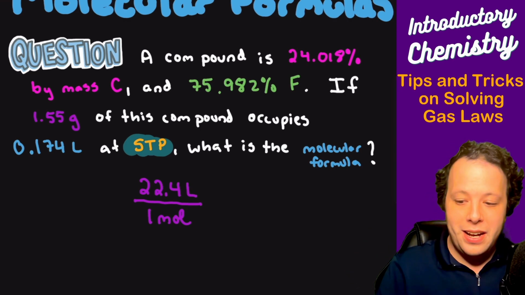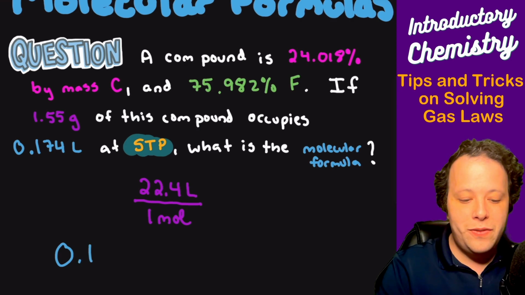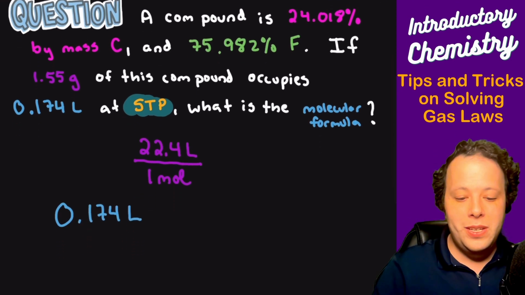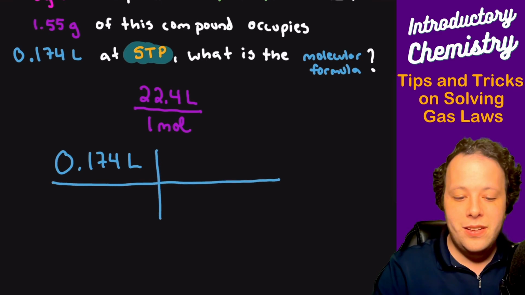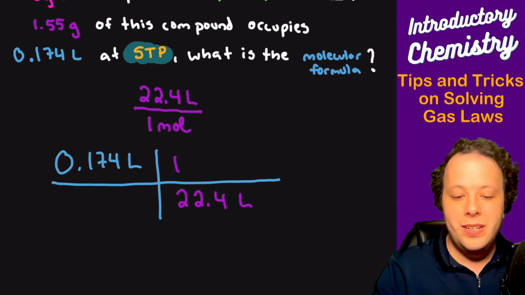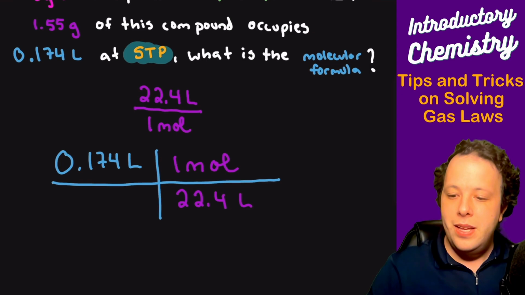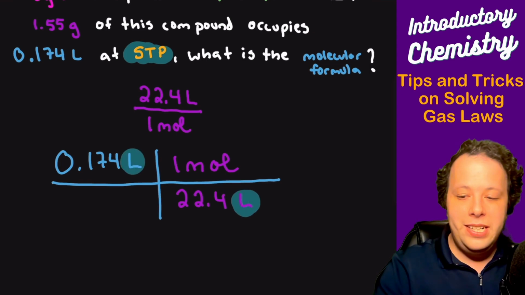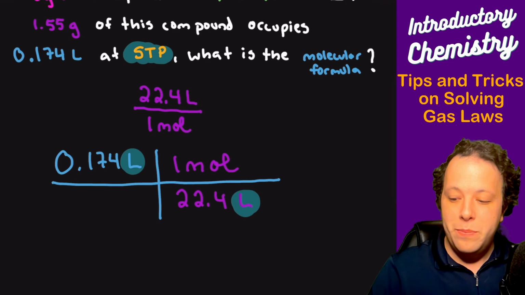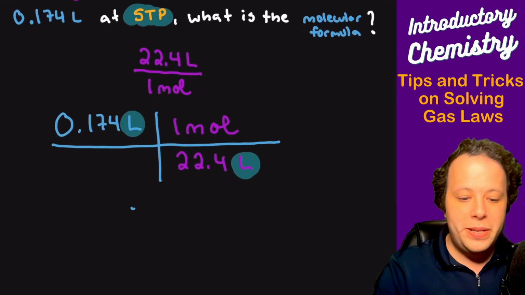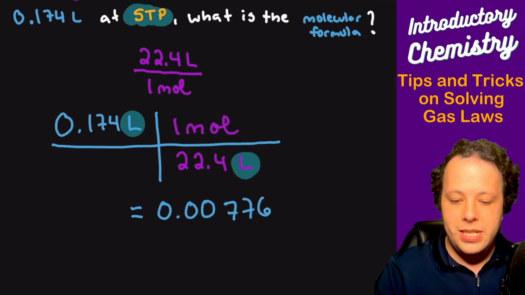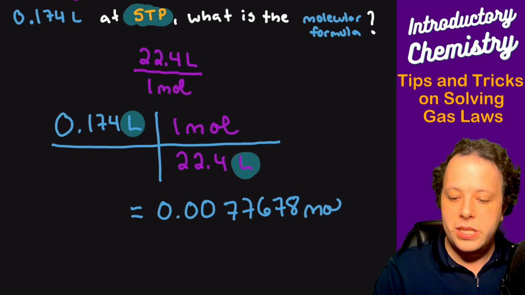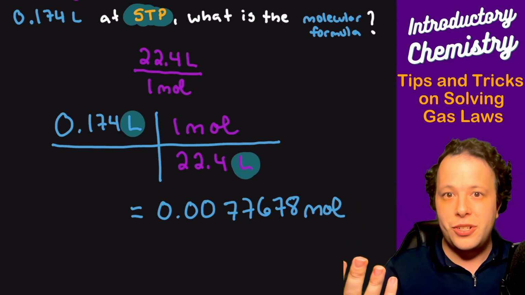So being that we have 0.174 liters here, we can convert this to moles using this value. So what we'll do is we'll put 22.4 liters on the bottom. That's equivalent to 1 mole. And we will use this to cancel out our liters. And we will have how many moles are in this molecular formula. So when we do that, we will get 0.077678 moles of our unknown gas, and we're not sure what it is.